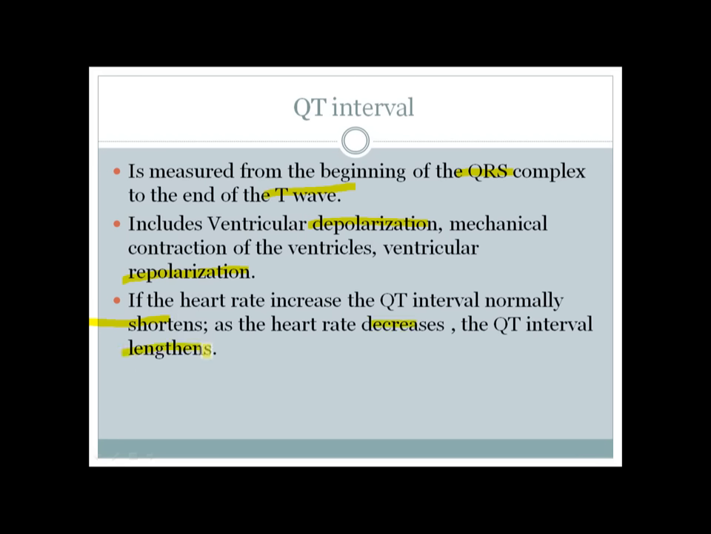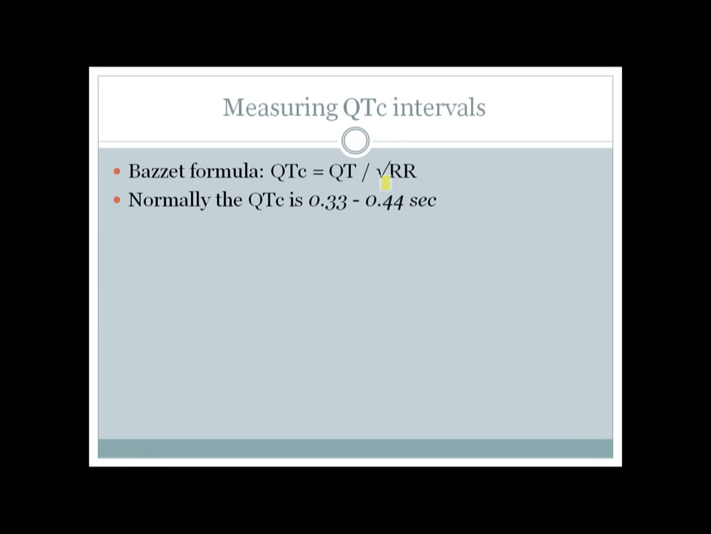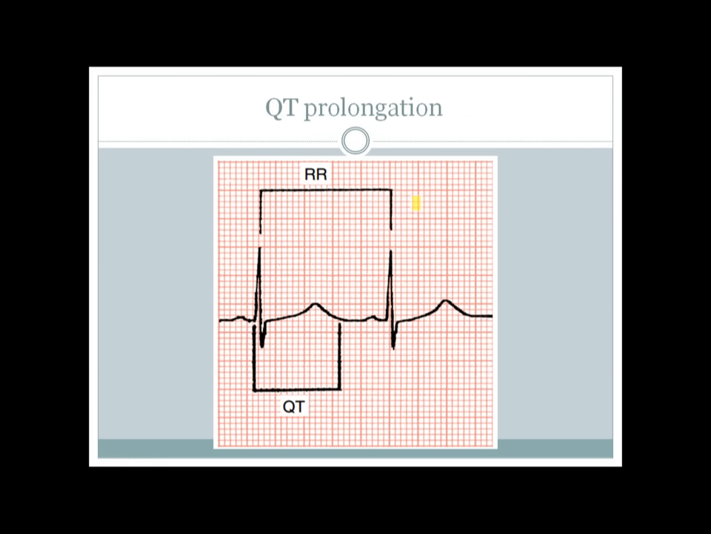And as the QT interval differs greatly with the heart rate, we measure the corrected QT interval, also known as the QTc interval. To measure QTc, we divide the QT interval that we got in our ECG graph by the square root of the RR interval, and normally the QTc is about 0.33 seconds to 0.44 seconds. So QT can be prolonged in different conditions. I'm not going into that discussion right now.